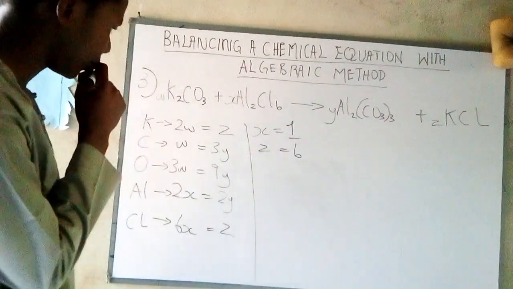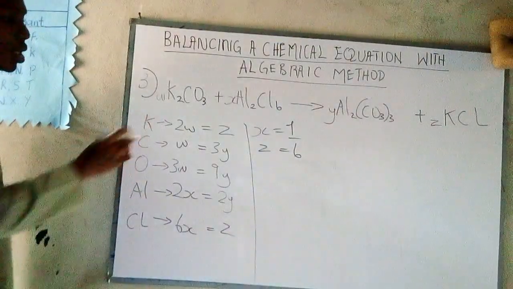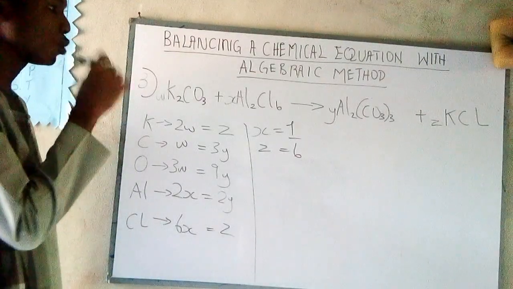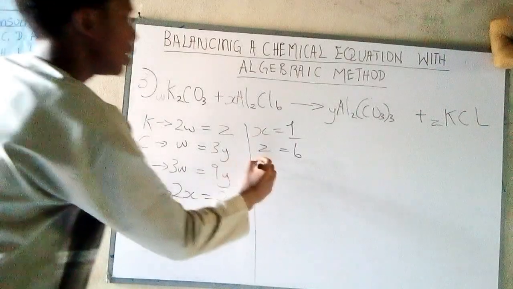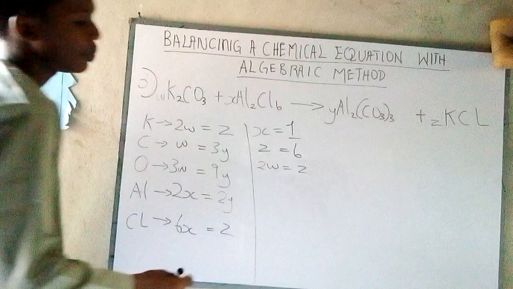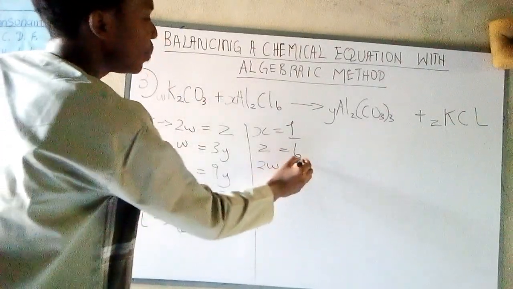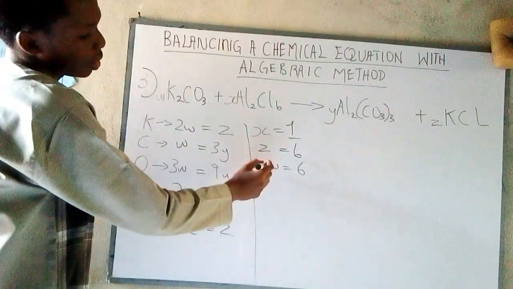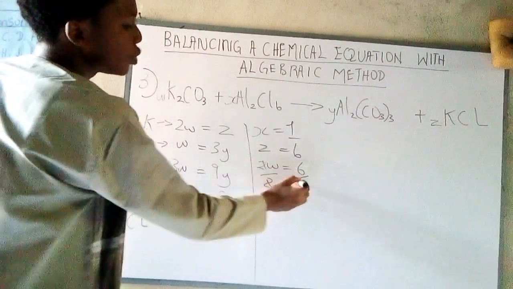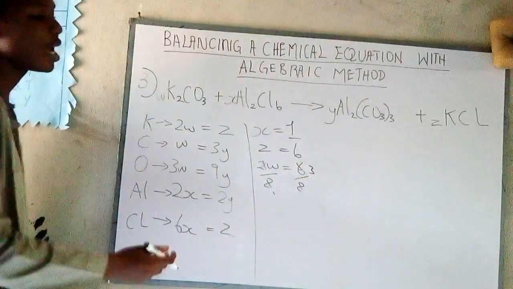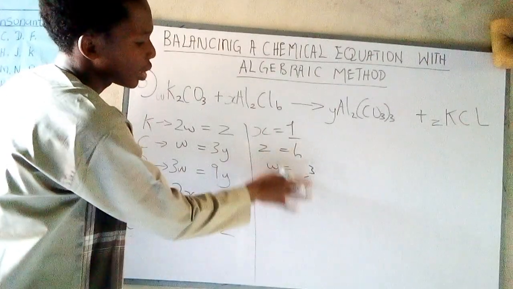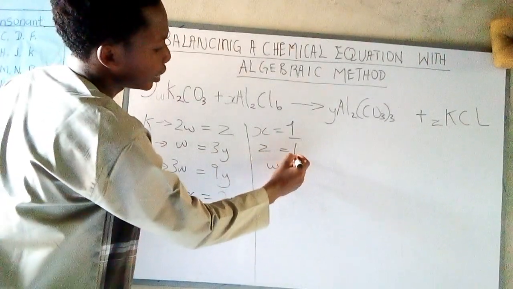Next up, how do we now get w? Which equation will give us w? There are a lot of equations here, but which one is closest? We have 2w equals z. Now we write it out: 2w equals z, and we have z to be 6. So replace z with 6. If we divide both sides by 2, what will happen? 2 goes into 6 three times. So we have w to be 3. Let's clean all this out.